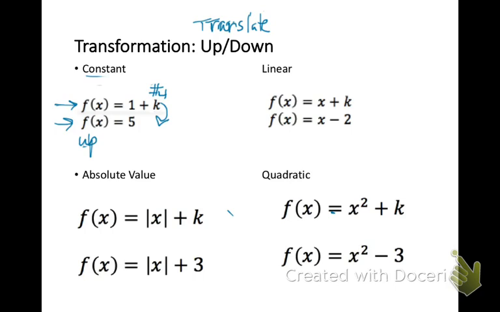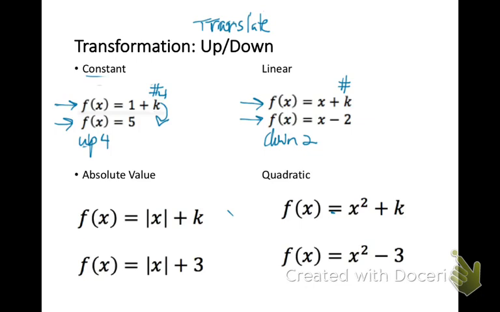Now, go to the next square under your linear function. F of x equals x, so that's the most basic linear equation, plus k. So notice it's added at the end. Or you can subtract. It's like adding a negative. So in the example, f of x equals x minus 2. The 2 is at the end of the equation, so it's going to move the graph down 2.